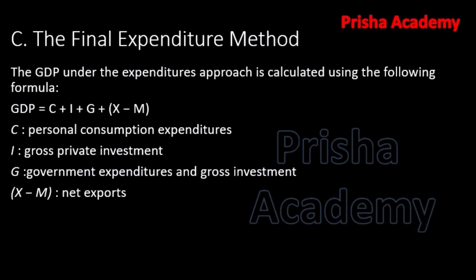I stands for gross private investment. This includes the private investments by businesses, like establishing a new plant, buying new machinery, etc. And government expenditure and gross investments include the expenditures of the government on the salaries of government officers, expenditure of government on the capital, building capital assets, and various other expenditures of the government. And then we take net exports, exports minus imports. So the total net is calculated. When we add all these figures, we calculate the GDP by the expenditure method.